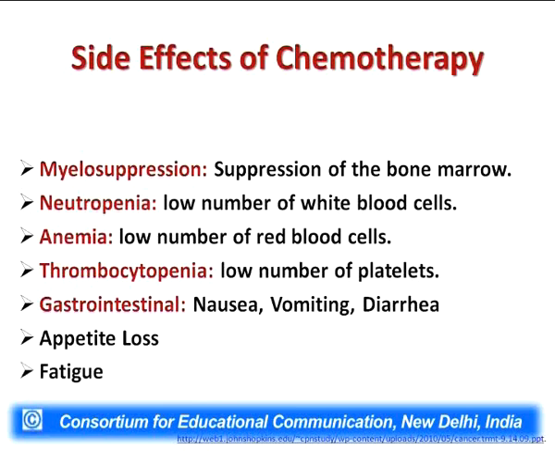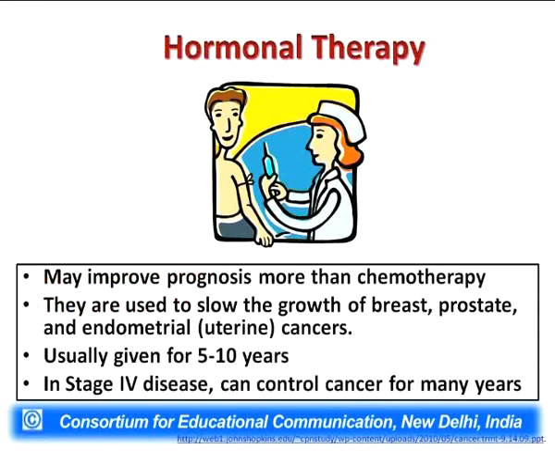Then neutropenia occurs, which means a low number of white blood cells, so the patient's immune system decreases, the red blood cells decrease, and the patient suffers from anemia. Then there is thrombocytopenia, a low number of platelets, which means the chances of infection also increase. There are gastrointestinal infections, appetite loss, and fatigue.